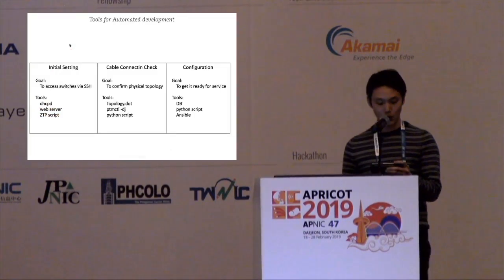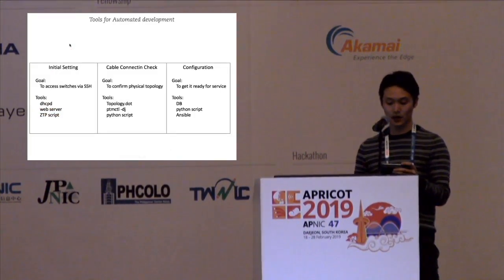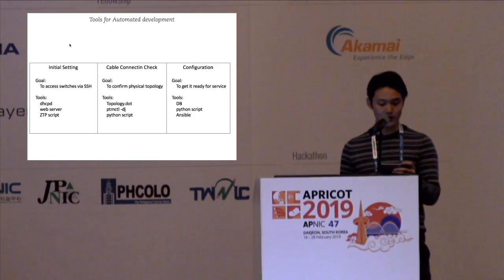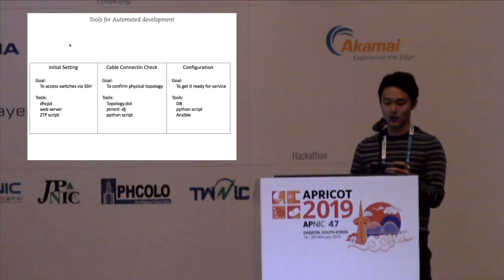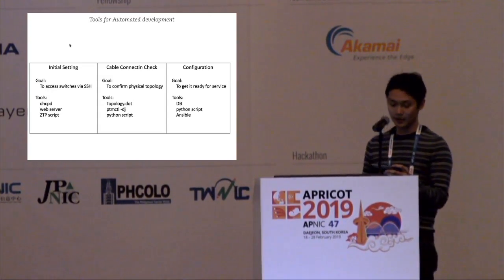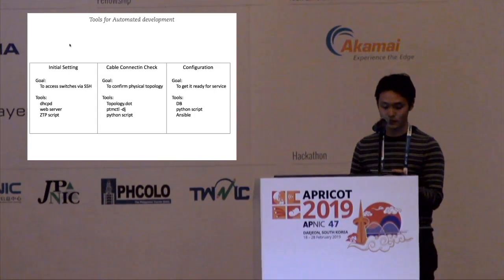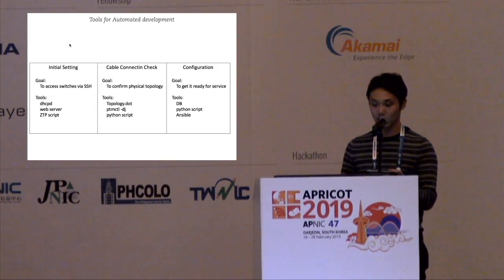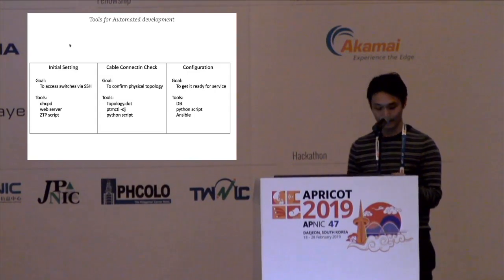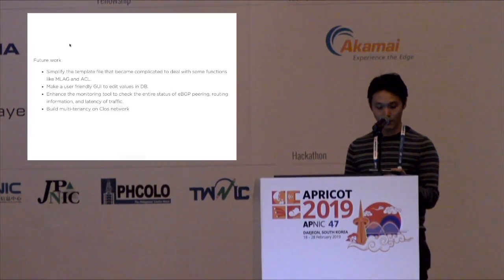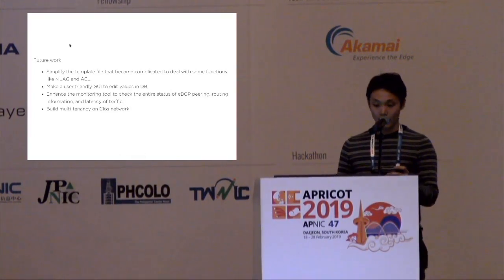Now, we went through the three steps of automated development, so now traffic starts to traverse across the network and it is ready for service with massive load. I put down the tools on this slide in each step as a recap. And this is the last slide of my presentation today.